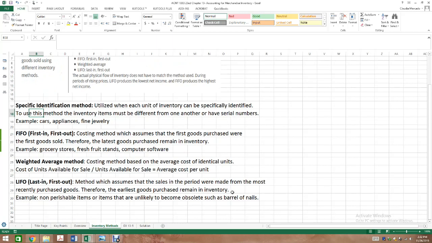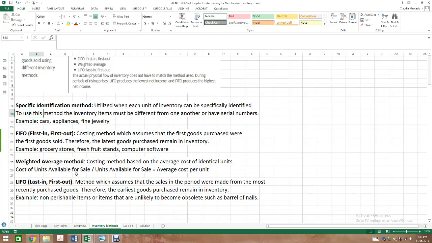The next one we have is the weighted average method, okay? And this is the costing method used based on the average cost of, and the key word here is identical units. Okay? You must be selling the same exact product to be able to use the weighted average method. Let's say, for example, you have a Ford Mustang, a Chevy Camaro, and a Corvette. They're not the same type of car. They're different cars with different costs. You cannot use the weighted average method because they're different. They're not identical units.